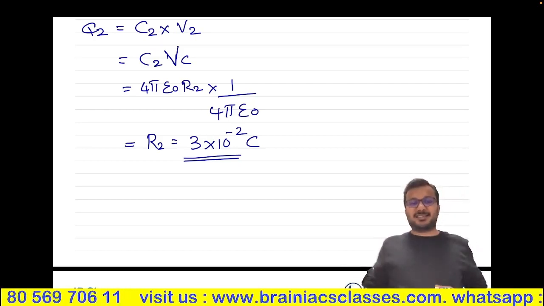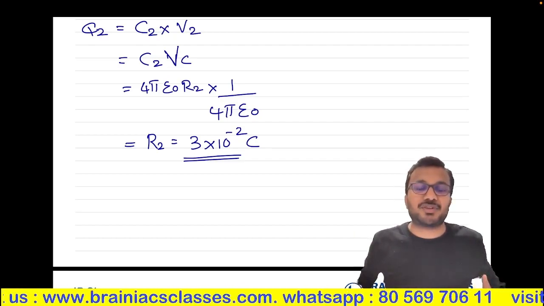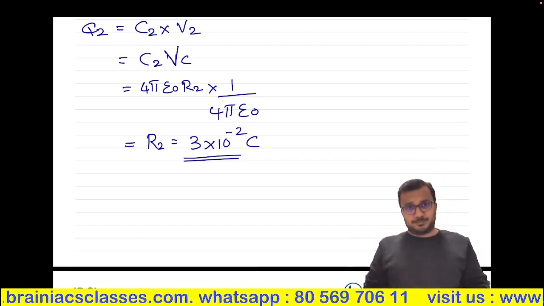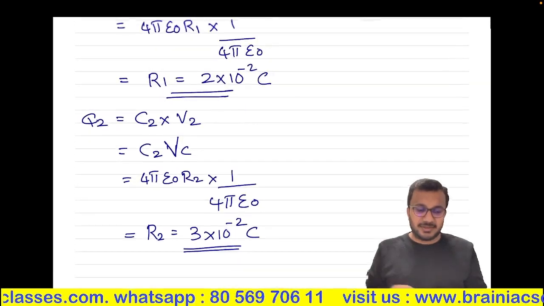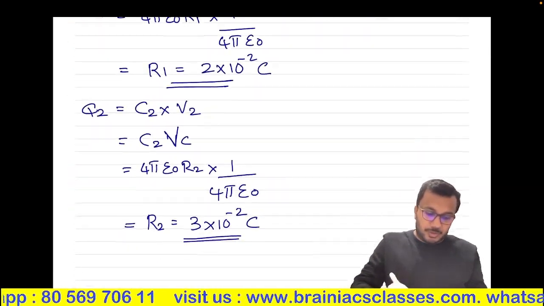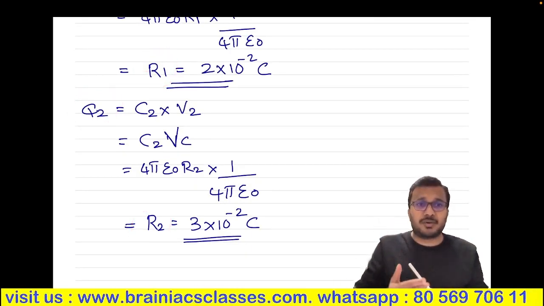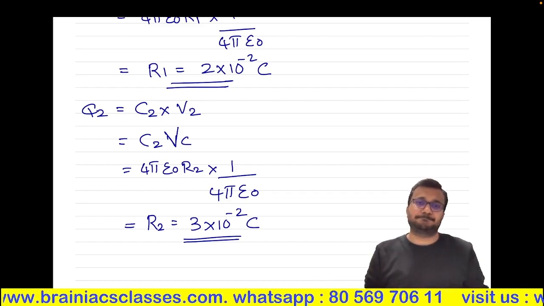You may think, sir, why are we doing all these things? Charge is directly proportional to radius. You can say it like that also. If you see here, Q1 equals R1, Q2 equals R2. You may ask, sir, why are you doing all this? You can directly write Q1 equal to R1, Q2 equal to R2. Yes, you can do it like that.